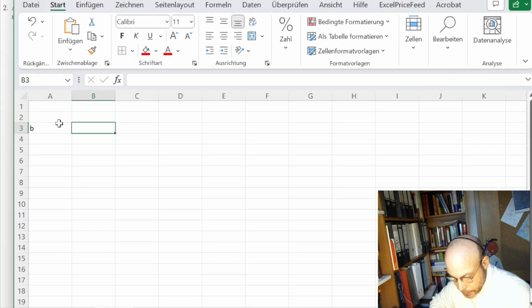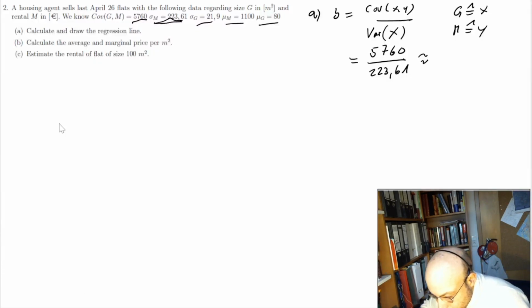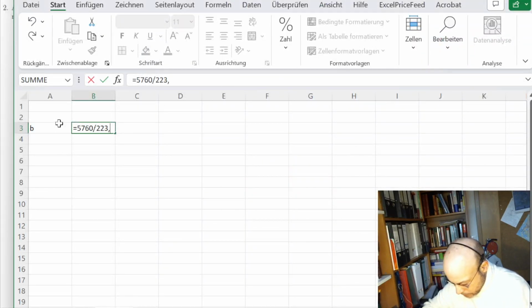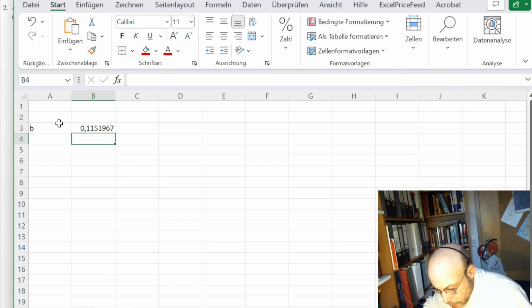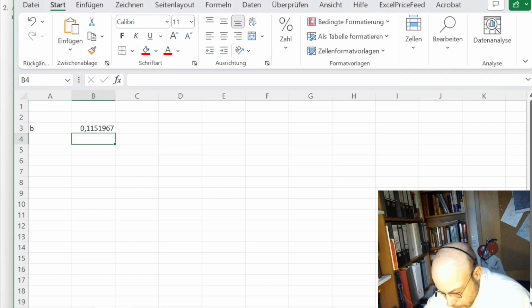B equals 576 over, what did we have? 223.61 squared is roughly 0.12, or roughly 0.11, and this was 5.